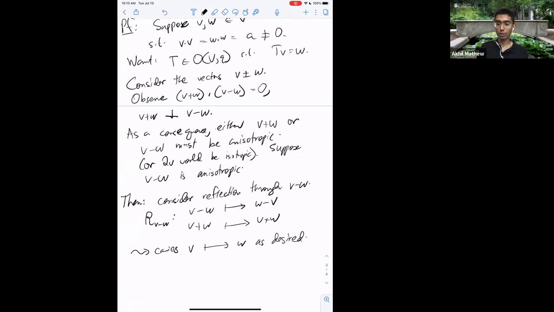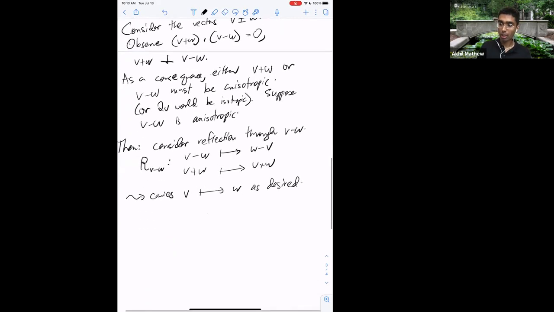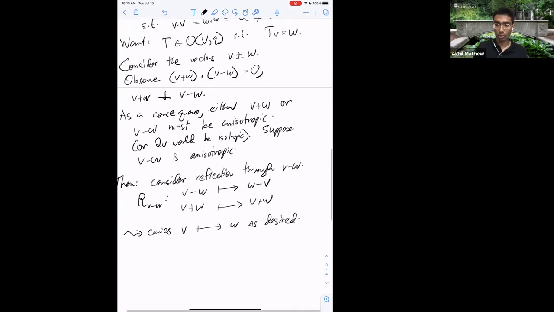So this reflection works great. I could have even just started with this comment. If v minus w is anisotropic, then you just take the reflection through it, and you have your orthogonal transformation. If not, you have to work a little bit harder. But if v minus w is isotropic, then v plus w is anisotropic.